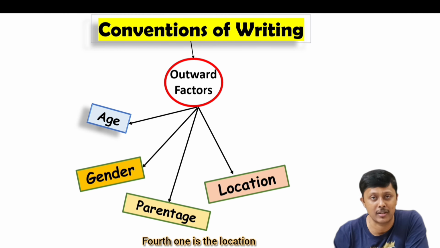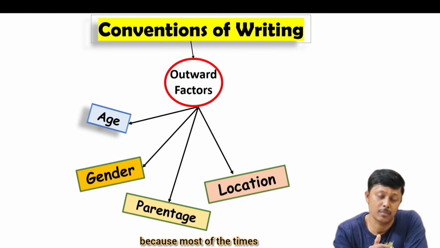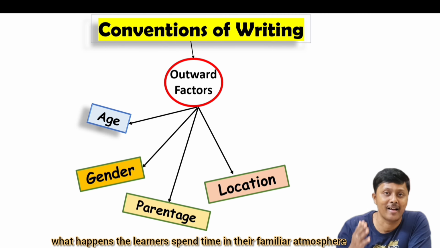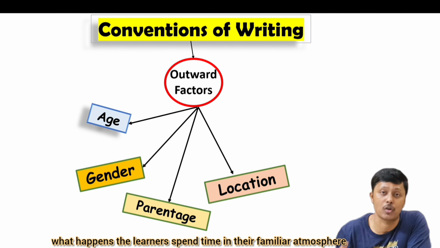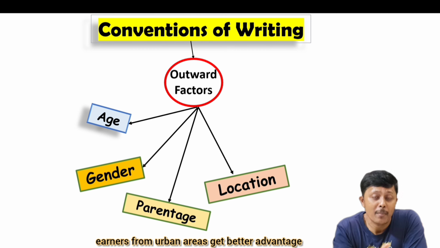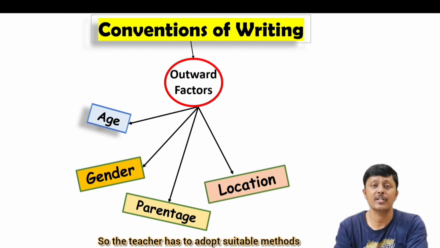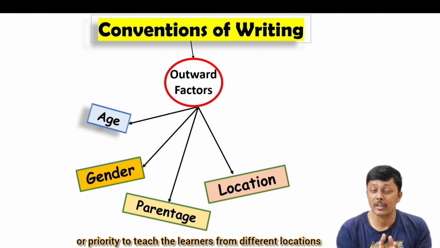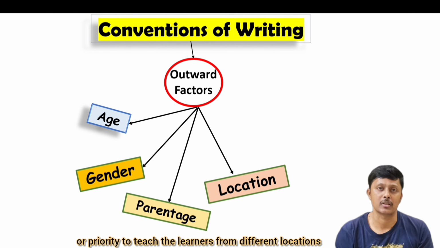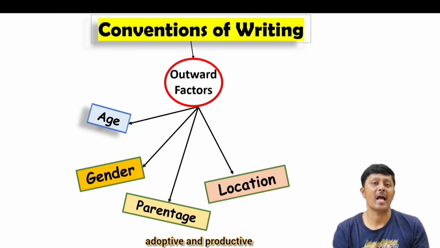Fourth one is the location. This point is also as important as the earlier one, parentage, because most of the time the learners spend time in their familiar atmosphere. Now, think about the location. In rural areas, learners do not get enough privilege. Learners from urban areas get better advantage and privilege than the rural areas. So the teacher has to adopt suitable methods or priority to teach the learners from different locations. In rural areas, he or she has to be more careful, adaptive, and productive.